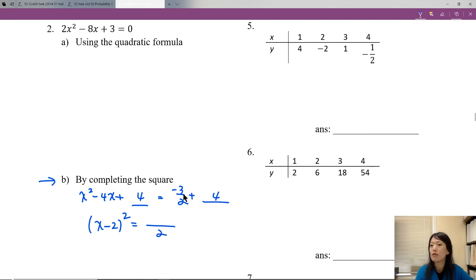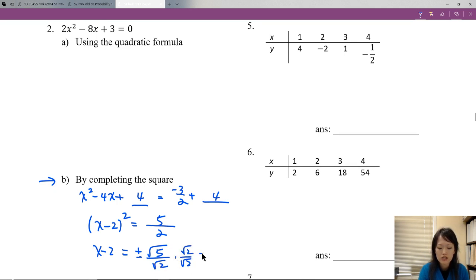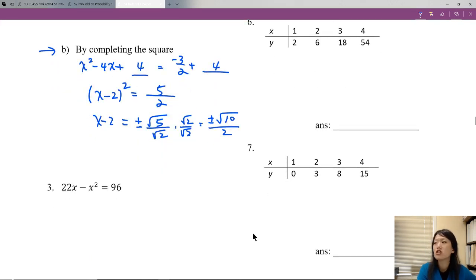Write it as an improper fraction. 2 times 4 is 8. 8 minus 3 is 5. Now square root. So x minus 2, don't forget plus minus the square root of 5 over the square root of 2. You've got to rationalize this. So you get root 10 all over 2. Do not leave the 2 on its own. You have to write everything all over 2.